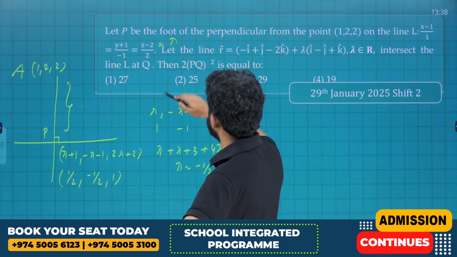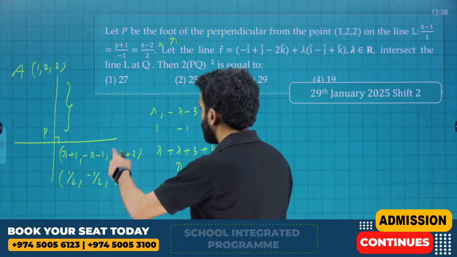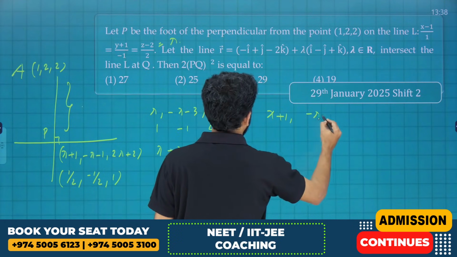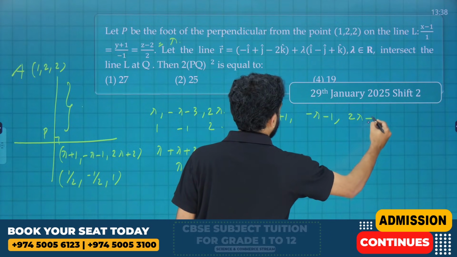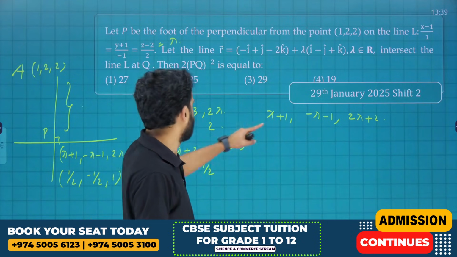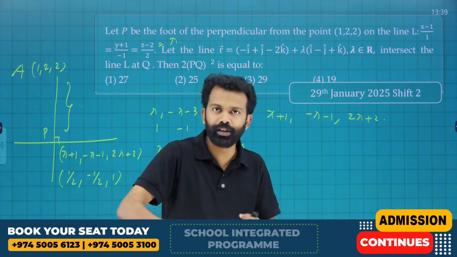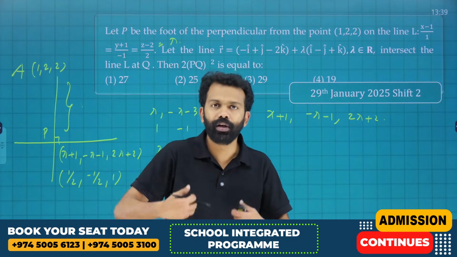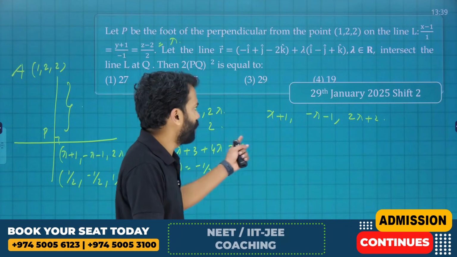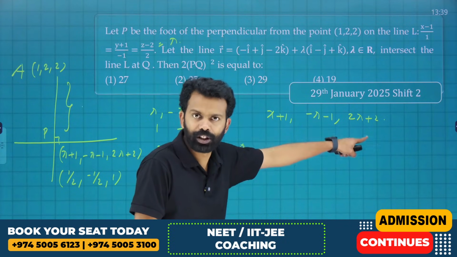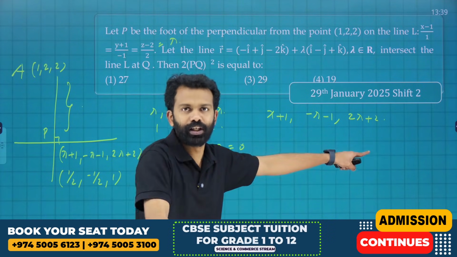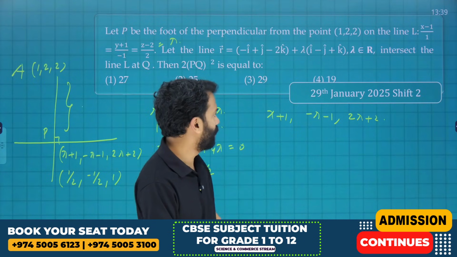And Q. Q is the point of intersection of this line and this line, right? This line we can again write as lambda plus 1, minus lambda minus 1, 2 lambda plus 2. I'm writing the general point here. Don't get confused. As I told in the last session, the point changes with respect to lambda. However, if we consider the general parameter as lambda, we can write the general point on that line many times with respect to the parameter lambda. The value of the parameter will change accordingly. I hope you're getting the idea here.